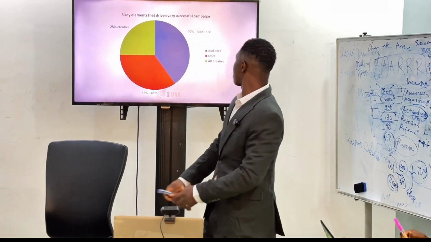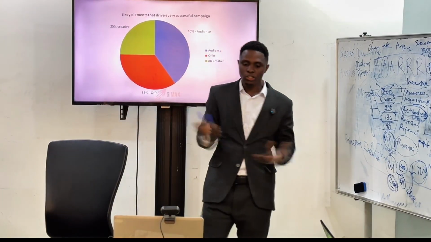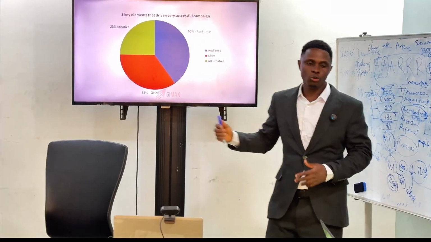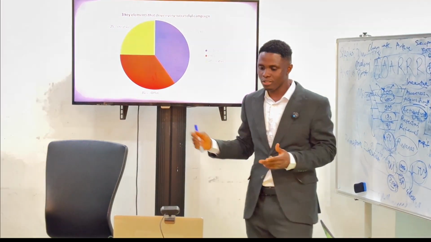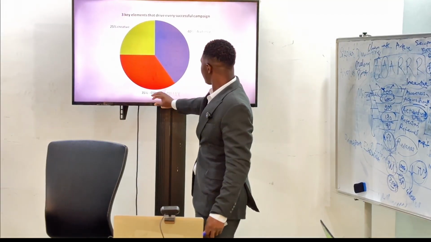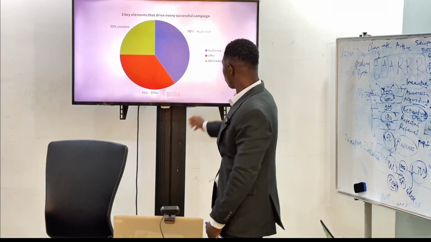And the last one here, the creative, which is the pictures, the videos, what people see on Facebook and TikTok, Facebook and Instagram when they are scrolling, right? Which is your flyers, image, and all that. So these three elements here, they are what you do offline. It's not what you do on Facebook and Instagram, it's what you do offline.